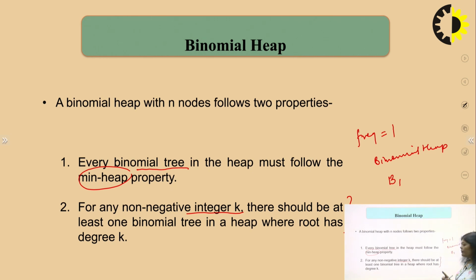If in the same heap I have two binomial trees having equal degree, then the second property would be violated and the structure will not qualify as a binomial heap. So we need to memorize this property, that in a binomial heap there would be at most one binomial tree with a specific degree k.